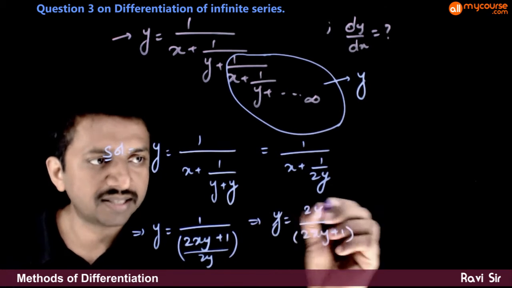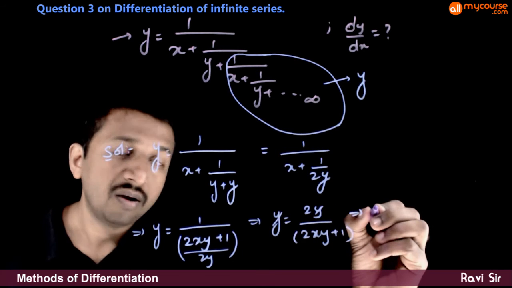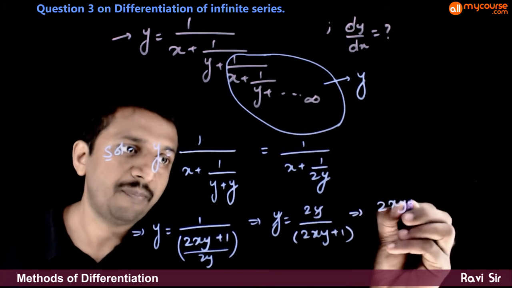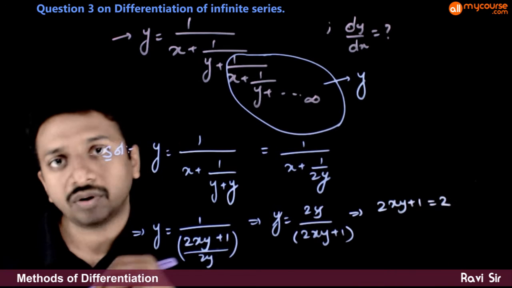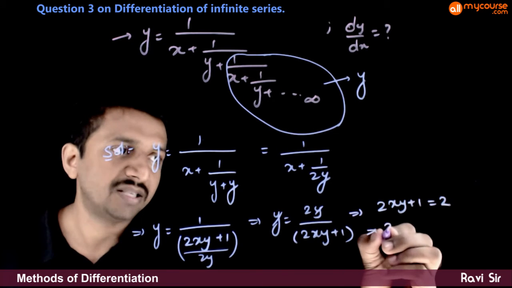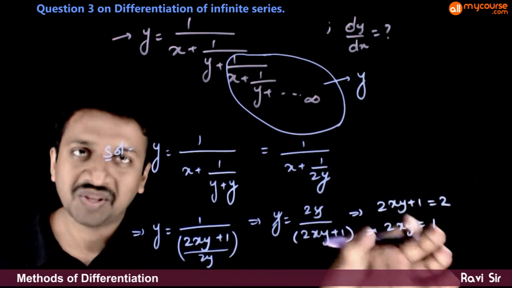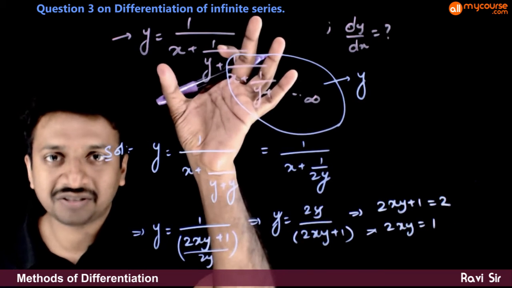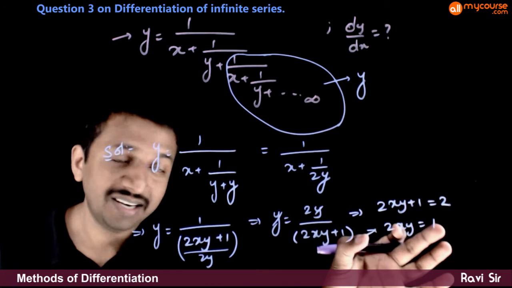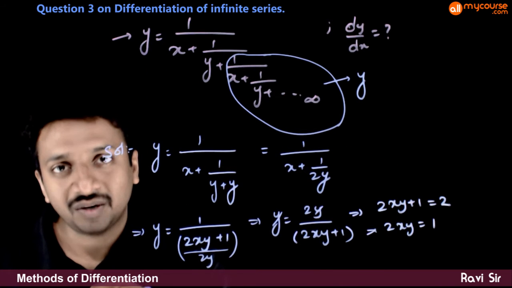So y and y get cancelled. This implies 2xy plus 1 is equal to 2. This implies 2xy is equal to 1. So this equation has finally transformed into 2xy is equal to 1.